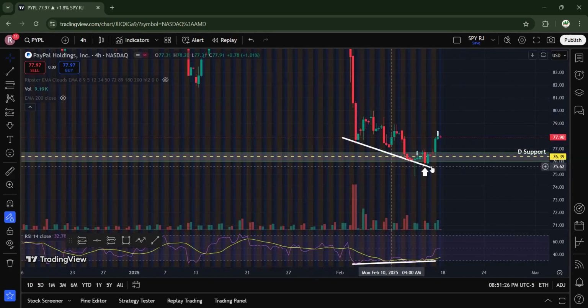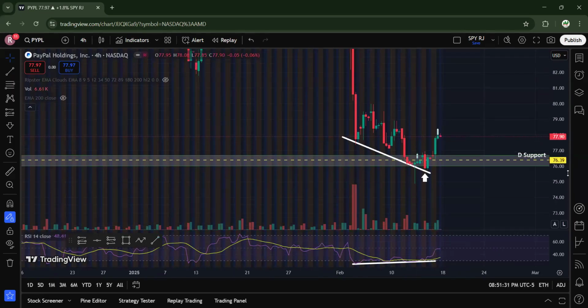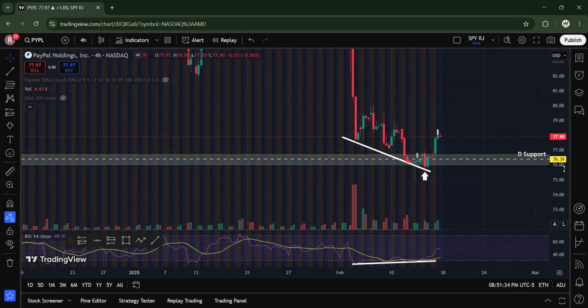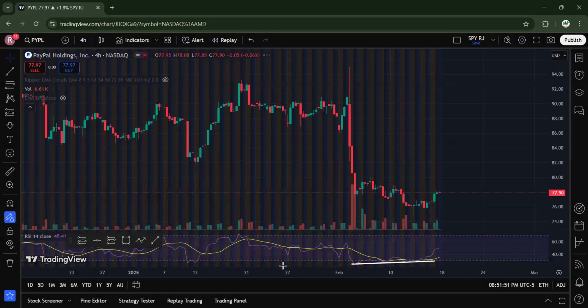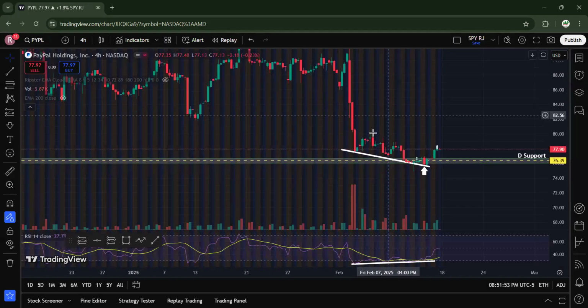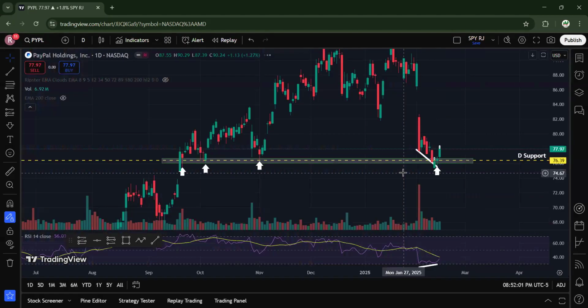Now, could this reverse back down and fall through support? Yes, it could. It very well could. But I'm gonna take my chances betting on this daily support and this bullish divergence, because we've seen it play out in our most recent play, Nvidia. Not saying that PayPal is Nvidia, but at the same time, you gotta keep taking the setups, right? They're not gonna always win, but you will never win if you don't take them.